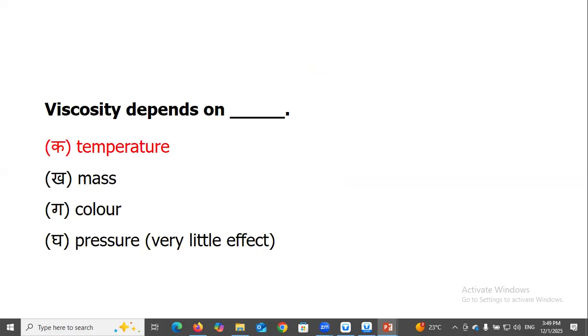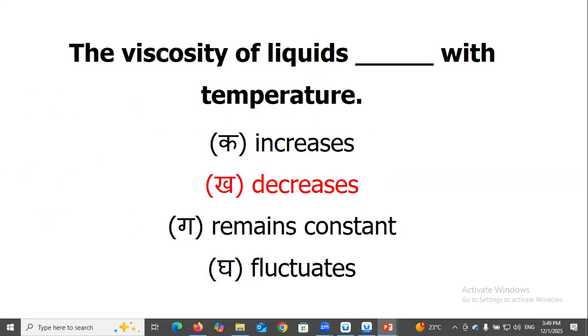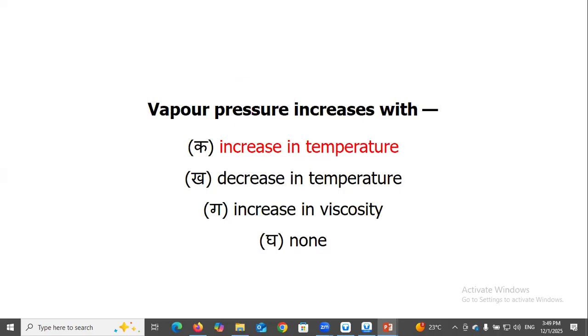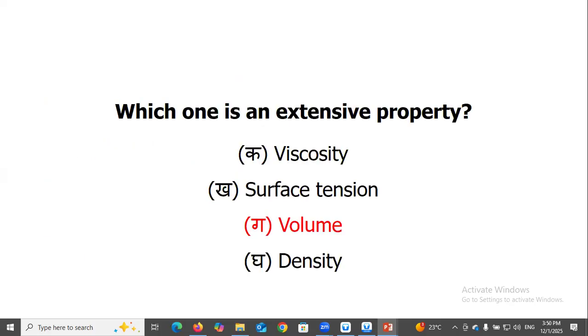Viscosity depends on temperature. Liquids boil when the vapor pressure equals the external pressure. The viscosity of liquids decreases with temperature. Example of liquid crystal is soap solution. Vapor pressure increases with increase in temperature. The boiling point of a liquid increases when external pressure increases.